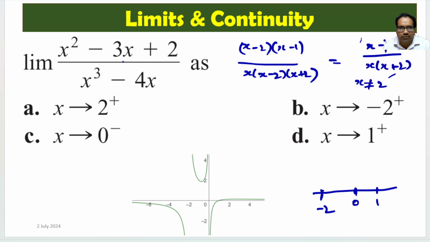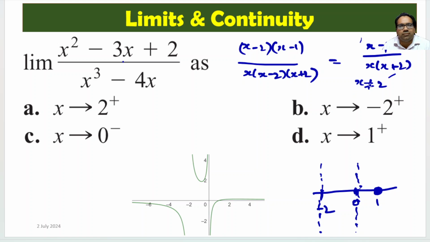At 1 the numerator is 0, so at this point the function will be 0. At x equal to 0 and x equal to −2, there will be vertical asymptotes because the denominator will become 0, right? At these two points there will be vertical asymptotes.